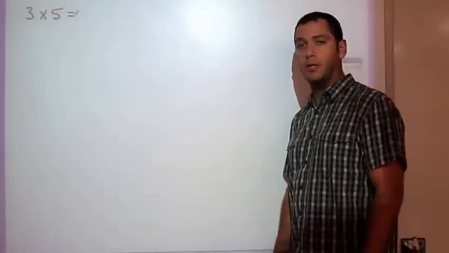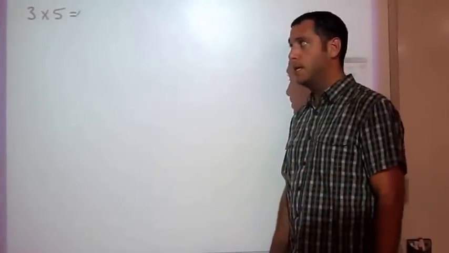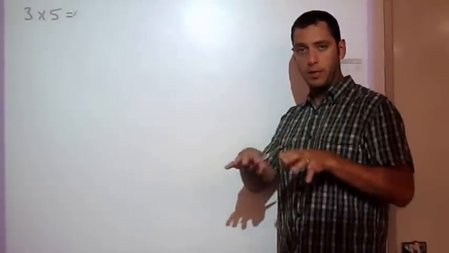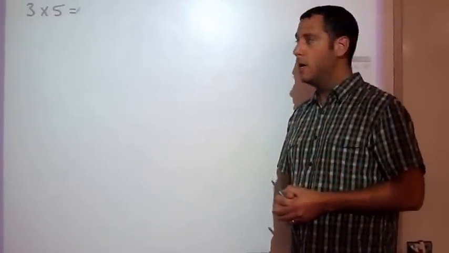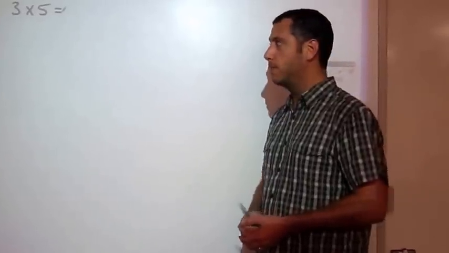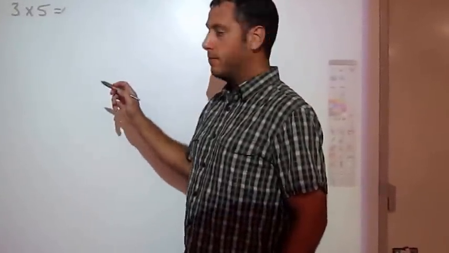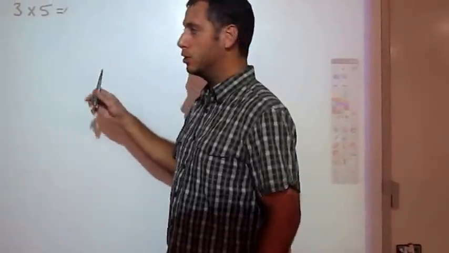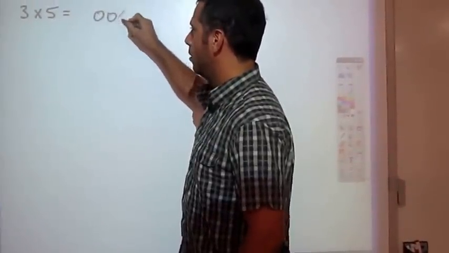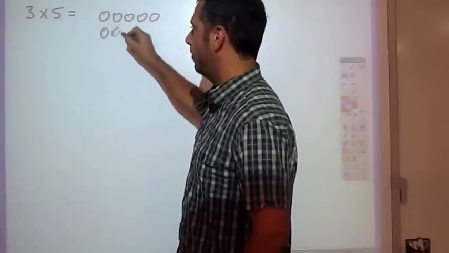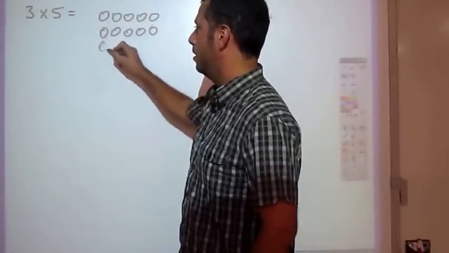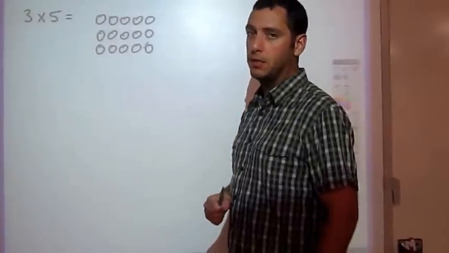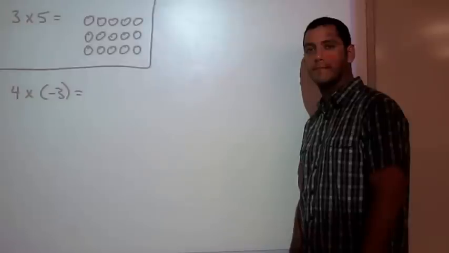Another model that we can use to represent this problem is to use tiles. And we can do that concretely on our desk in front of us if we have tiles to work with, or we can simply draw them and do it visually. So 3 times 5 can be represented as 3 groups of 5 counters. So I can simply draw 3 groups of 5 counters, and I have a model now that represents the product.